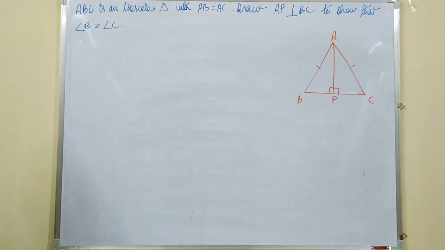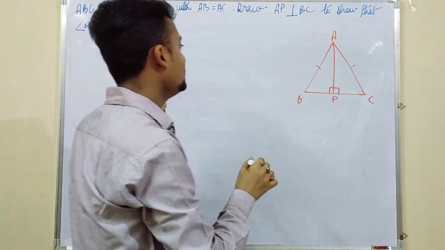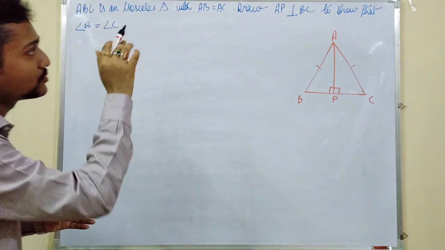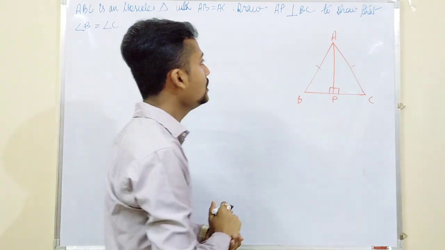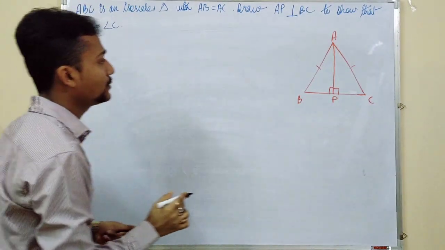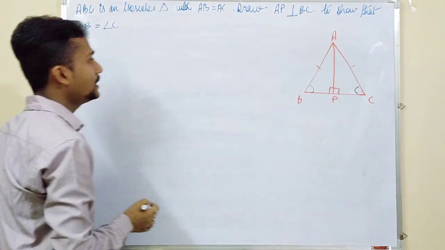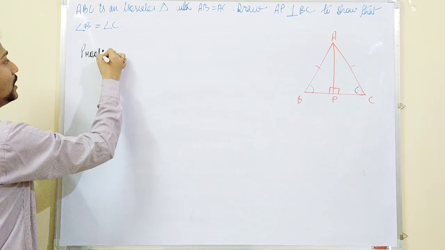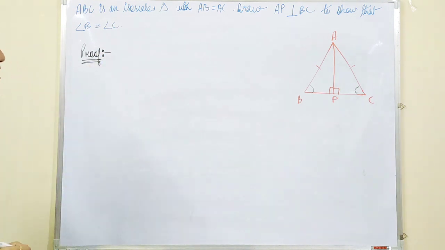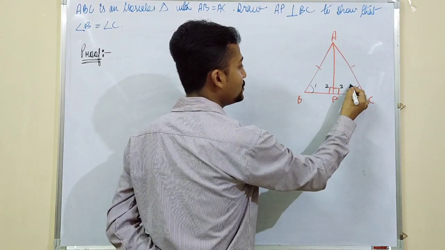here on the board. Triangle ABC is an isosceles triangle with AB equal to AC. It is being asked that we draw AP perpendicular to BC, to show that angle B is equal to angle C. You need to prove that angle B is equal to angle C. Okay, so given and required to prove shall be done by you all. Proof part I am showing. Okay, so I mark the angles as 1, 2, 3, 4.